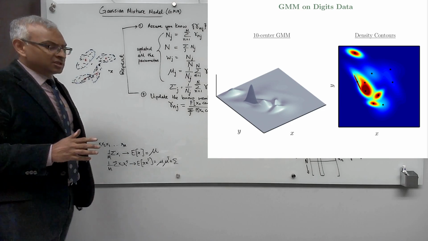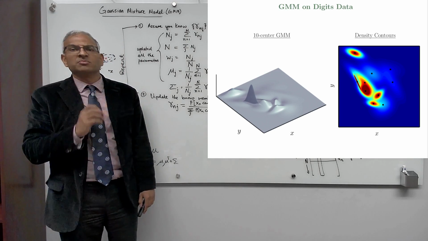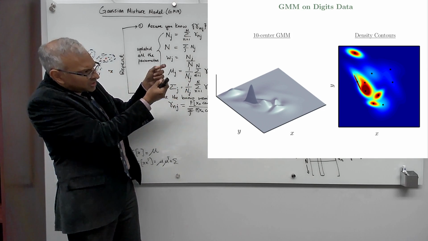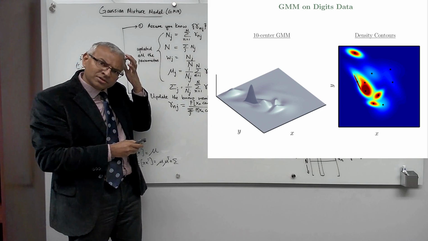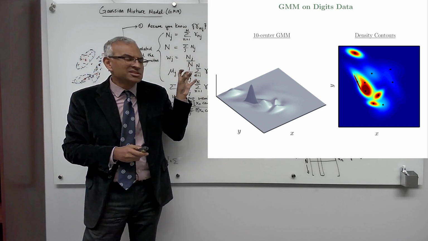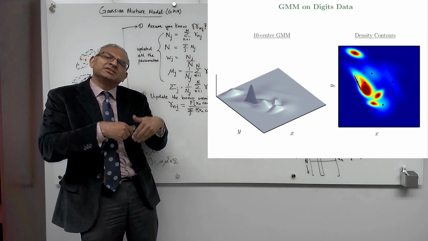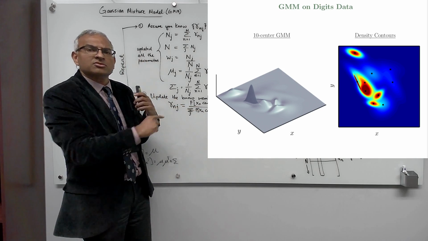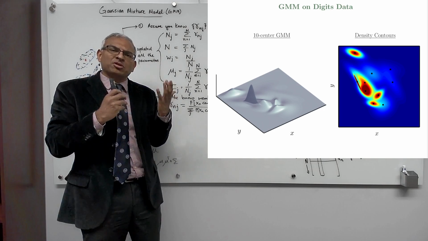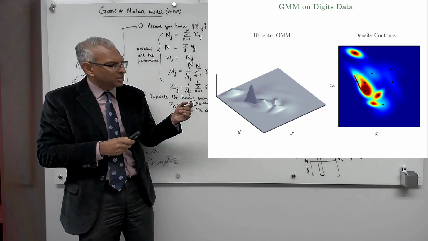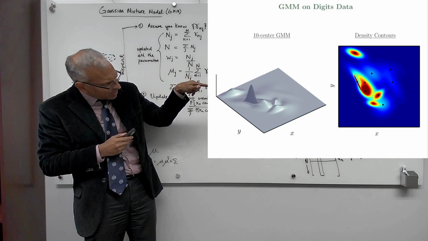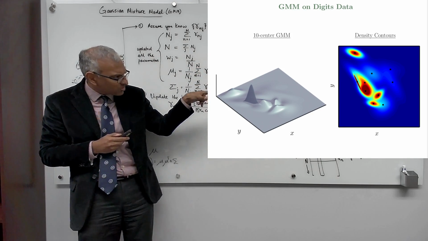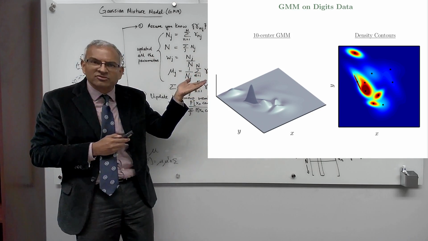Okay, so what we're showing here is the 10-center Gaussian mixture model used to model the digits data. And you can see how beautifully the 10 centers capture the various positions of the different types of digits. On the right are the density contours, the contour plot where we have the intensity and the symmetry. Red means high probability and blue means very low probability. In black, we have identified the centers of the bumps, the centers of the Gaussians, and you can see how they're spread out to capture the various digits.